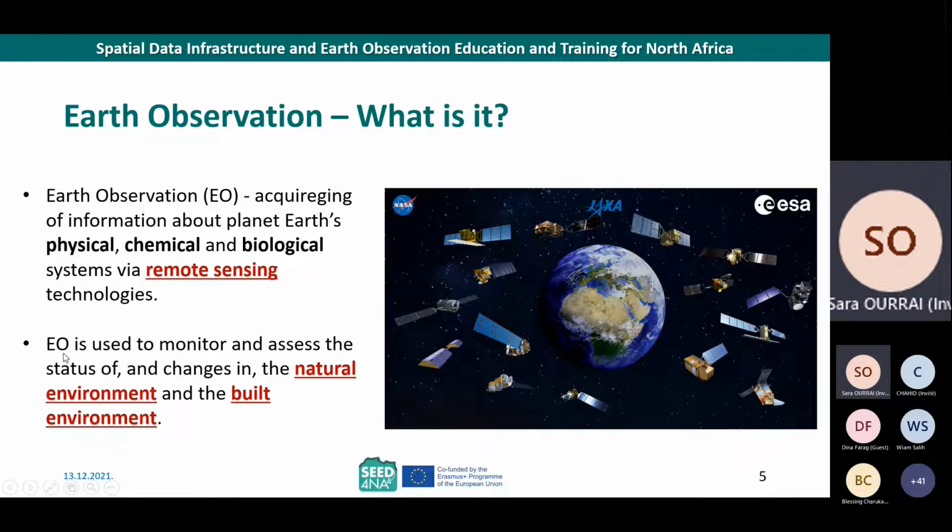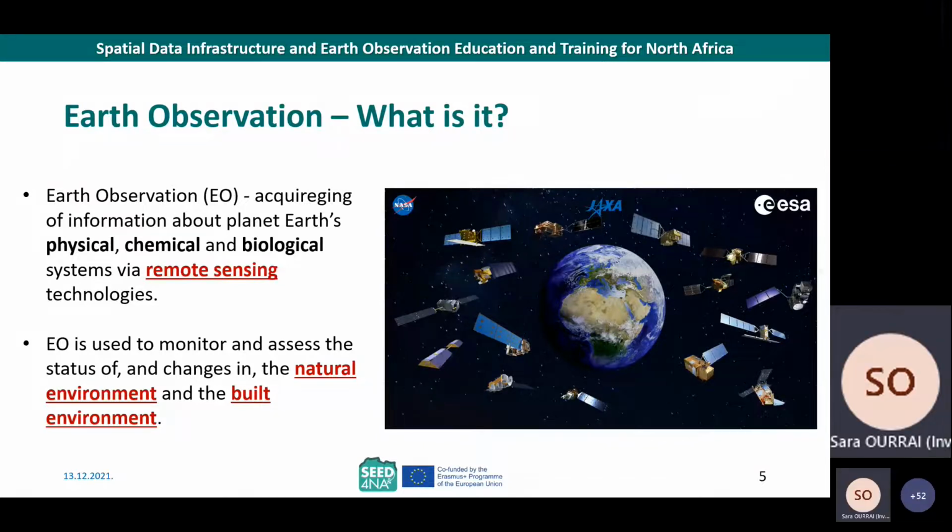So Earth observation is used to monitor and assess the status of and change in the natural environment and the built environment. Like I said, you all know about the lava problem in Spain, or the floods or forest fires. It's everything, every dead thing someone can monitor and get information about from the images, satellite or aerial images, whatever. Earth observation is used to monitor and assess the status and changes of Earth's surface and the objects and phenomena on it.